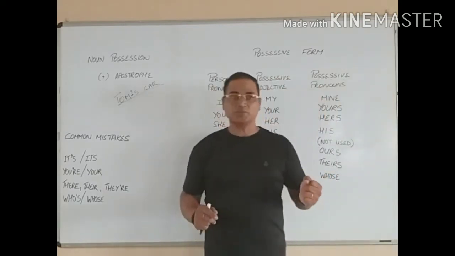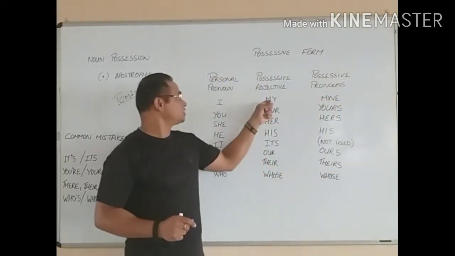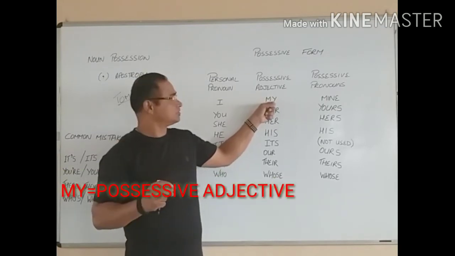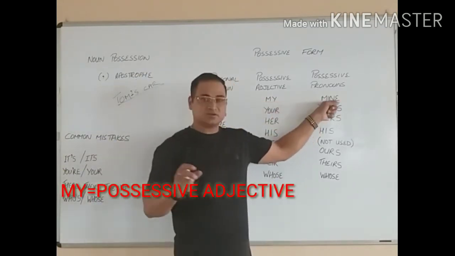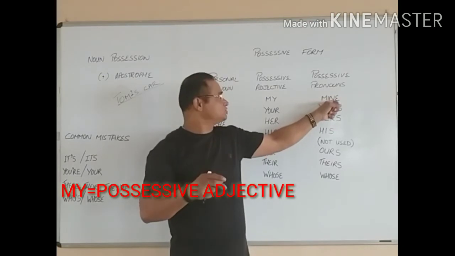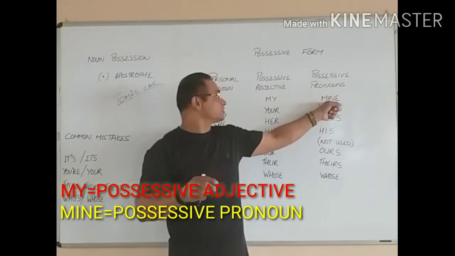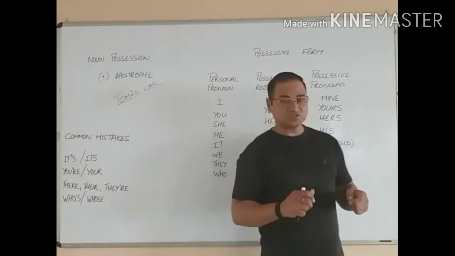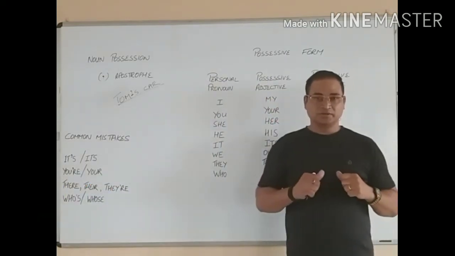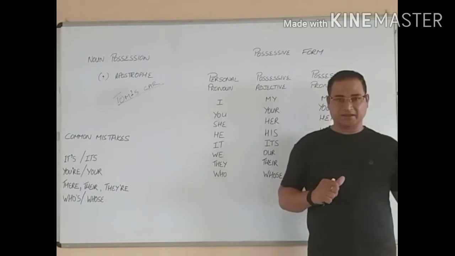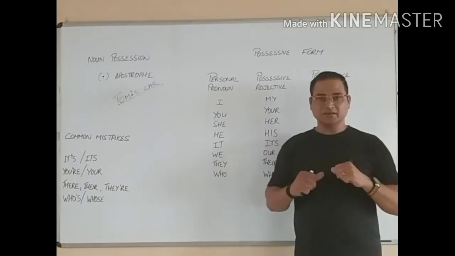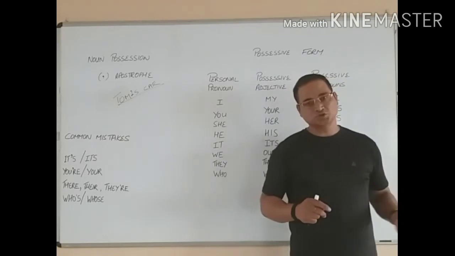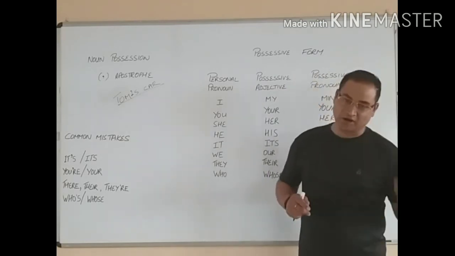So when you're talking about my, it comes under a possessive adjective. And in the same sentence, we use mine, which becomes a possessive pronoun. For example, this is my book, but this book is mine. So my is a possessive adjective and this book is mine shows a possessive pronoun.